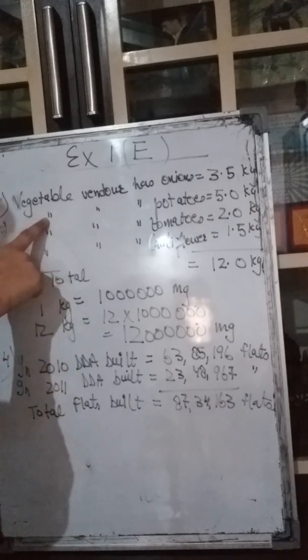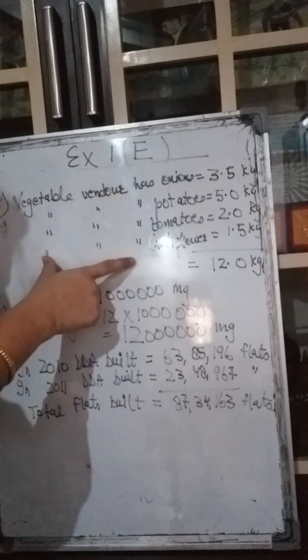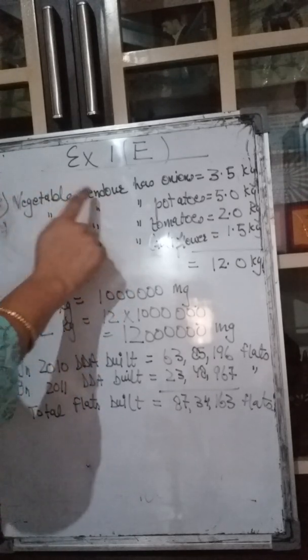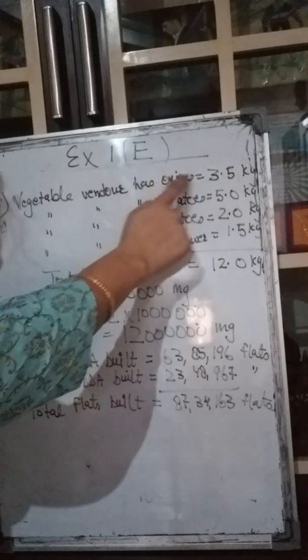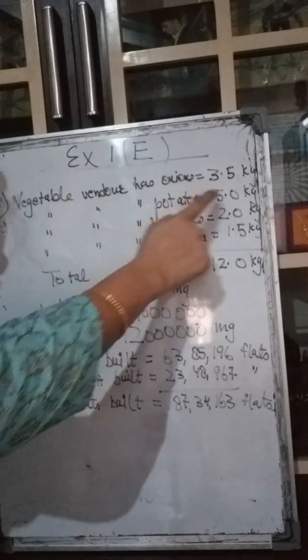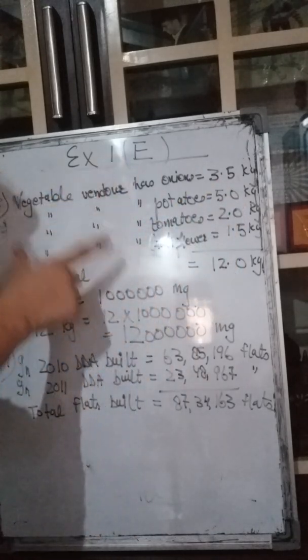You will not write these apostrophes. I am writing it because I do not have space here. You will write the whole sentence, the whole words. Vegetable vendor has onions this much kg. Vegetable vendor has potatoes this much kg. Vegetable vendor has, full words you have to write.